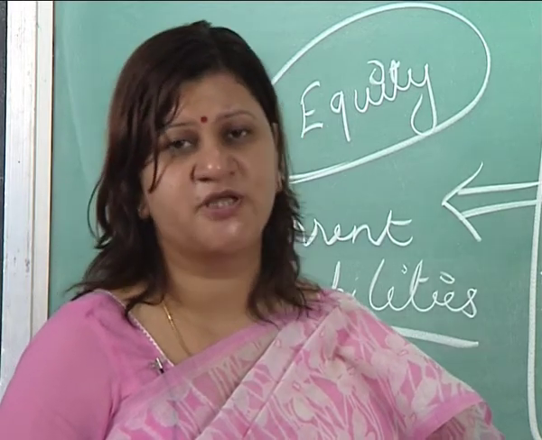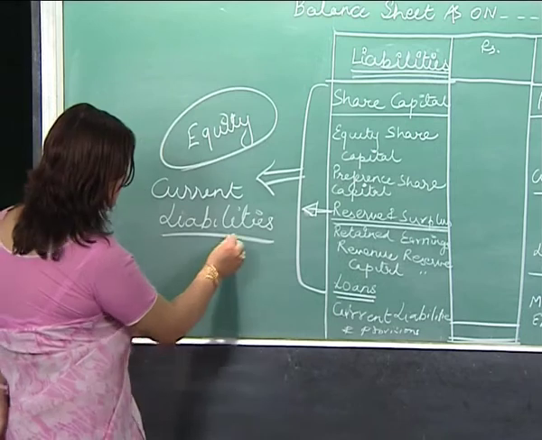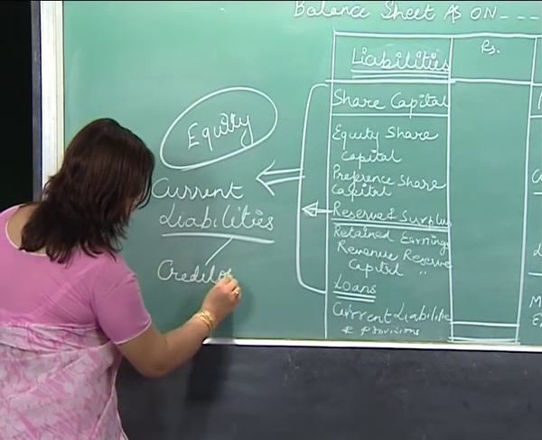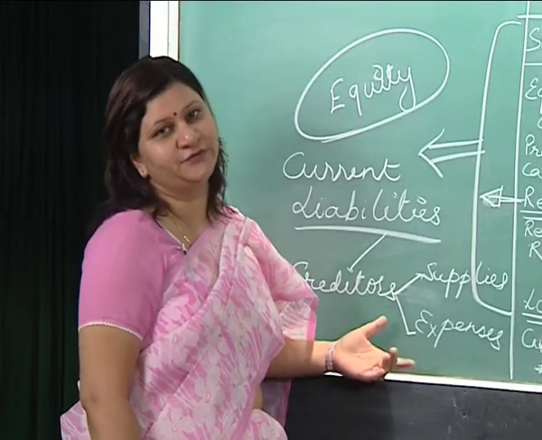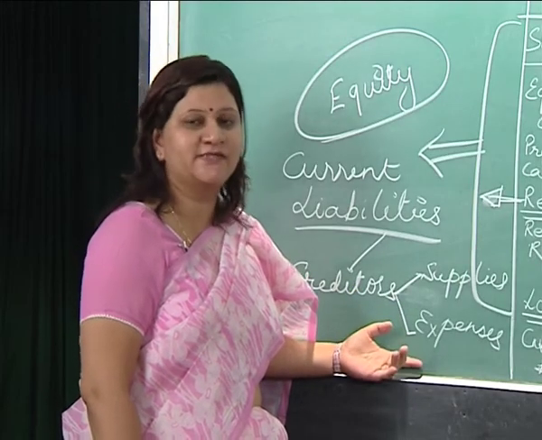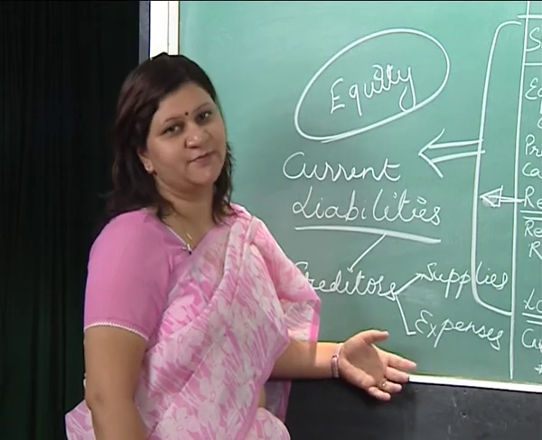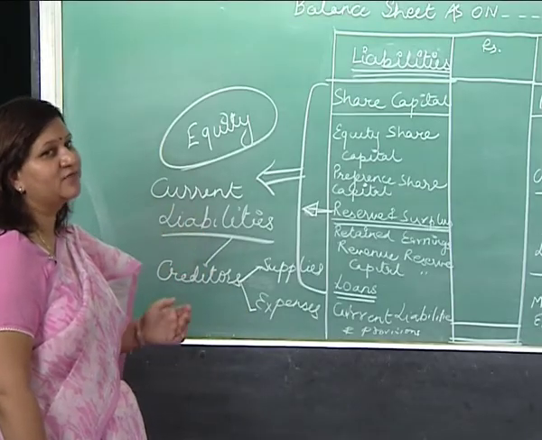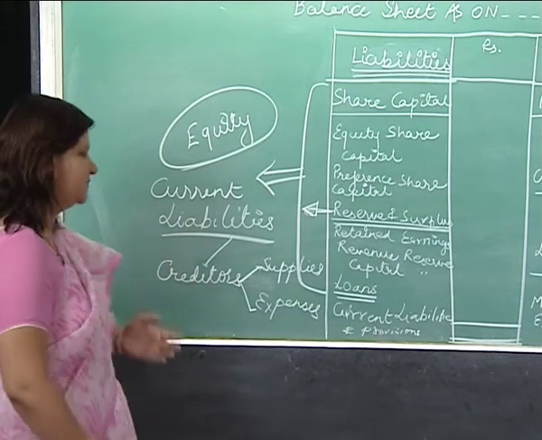Current liabilities shall comprise of creditors. Creditors are broadly of two types. First one is for supplies and second one is for expenses. Another part of current liabilities are outstanding expenses.